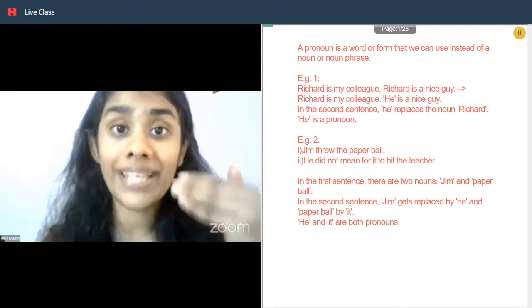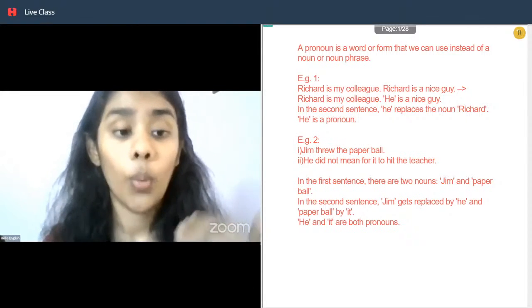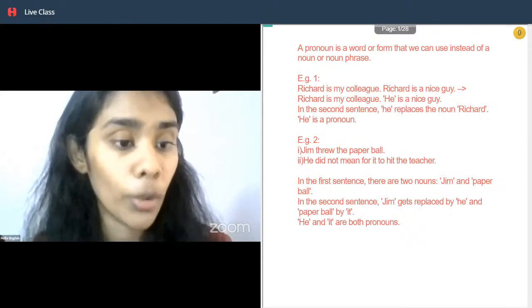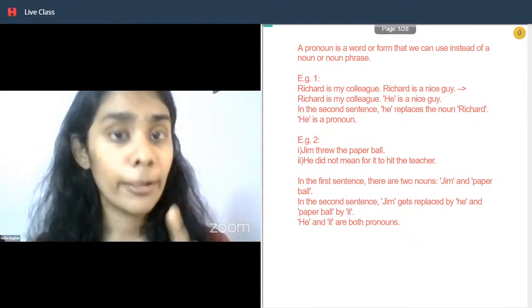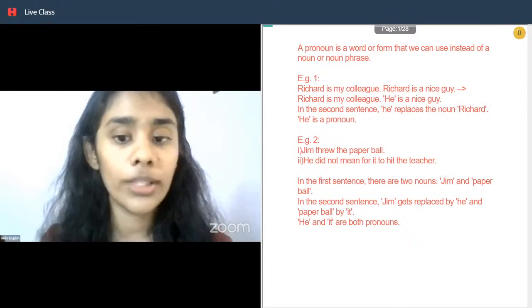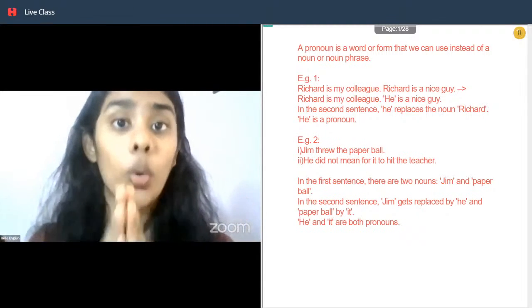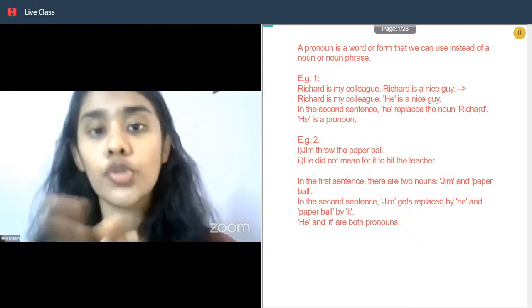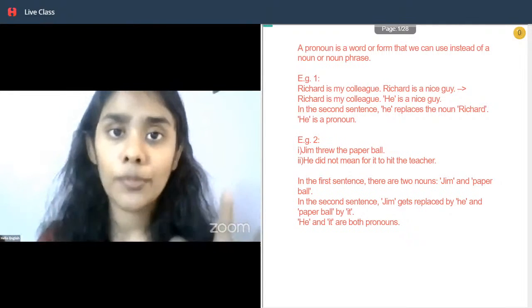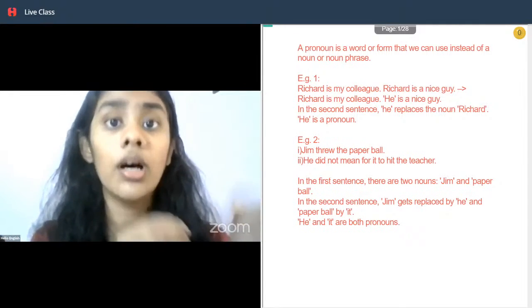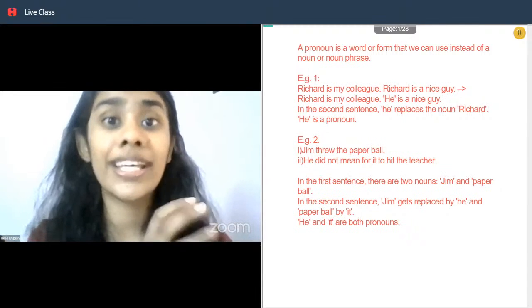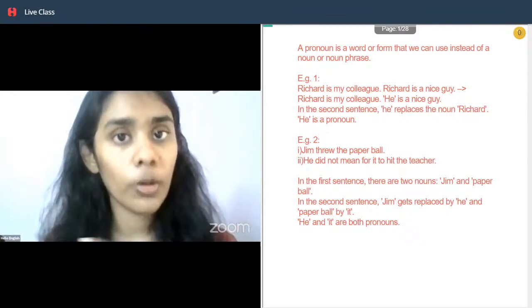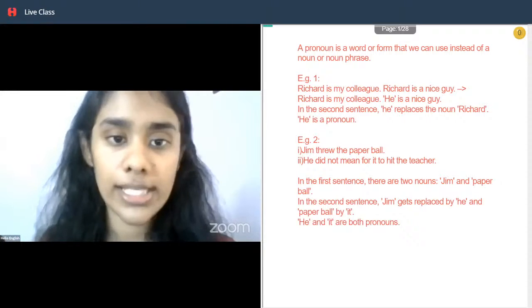So in order to replace Nina in the second case, what have we used? We have used the object pronoun, that is her. Can you see the difference now? If you want, please note down this example so that you understand when to use a subject pronoun and when to use an object pronoun. Very simple. Subject pronoun, as the term suggests, is when the pronoun you are using acts as a subject. Object pronoun is when the pronoun you are using acts as an object.